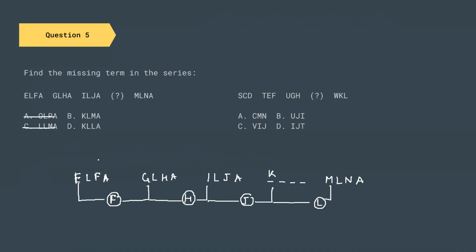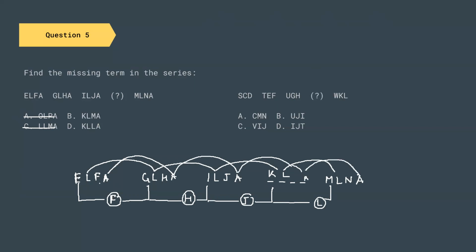Now let us come to the second one. So L, L, L, and L. So L is common as the second letter, and both of these options also contain L in the second position. So none of the options is deleted. Now again, this is A, then this is A, this is A, and this is A. So again, none of the options are eliminated.